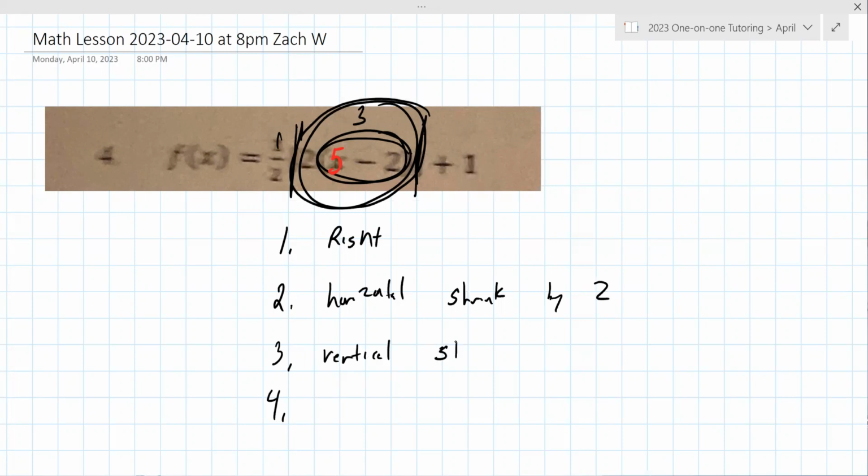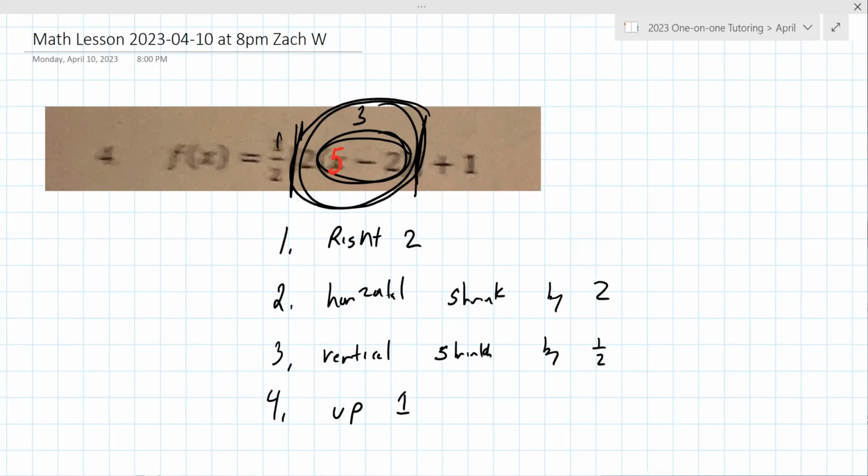Vertical shrink by, and I guess you're allowed to say 1/2 here. It's really by 2, but I don't know. You've got to have the word vertical. Vertical shrink, compress, stretch, something like that. Then you've got the plus 1 there, and that would just be moving vertically up by 1 unit. Yeah, up 1. All right.